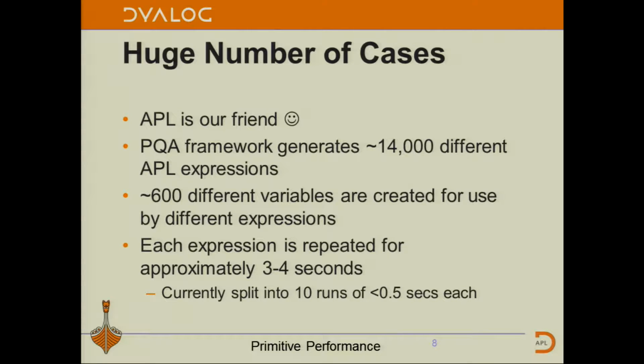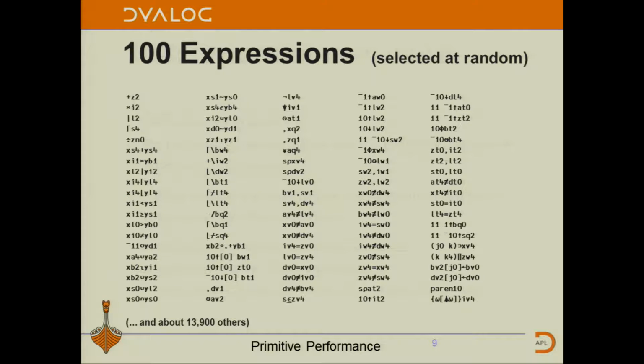So APL, of course, is a good tool for generating test cases, and Roger did the hard work here. He actually generates, I think, 14,000 different cases with 600 different variables that are used. And in order to avoid interference with other parts of the operating system doing stuff and so on, we'll repeat each expression for a total of 3 or 4 seconds, split up over time, 10 different runs of about half a second each, and then collect the data and go back again.